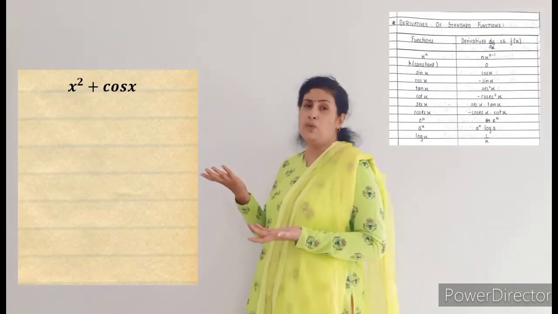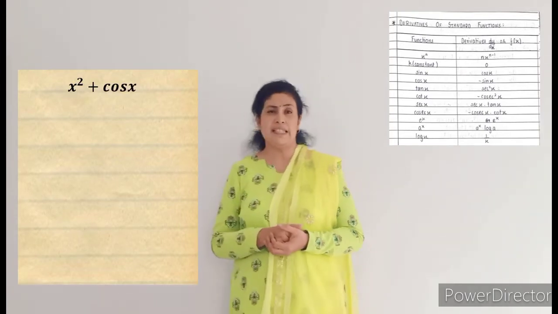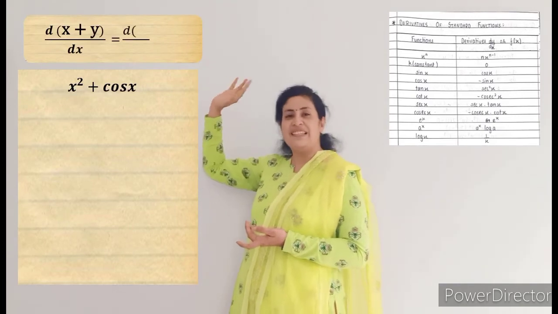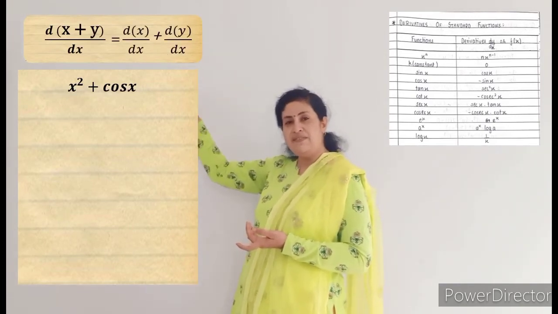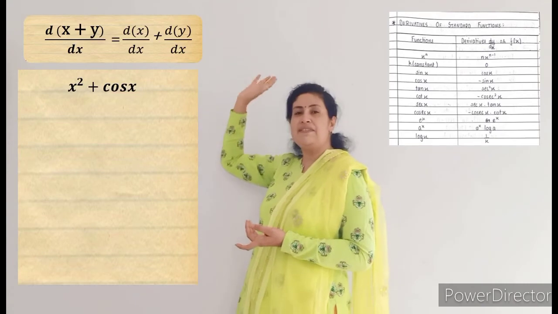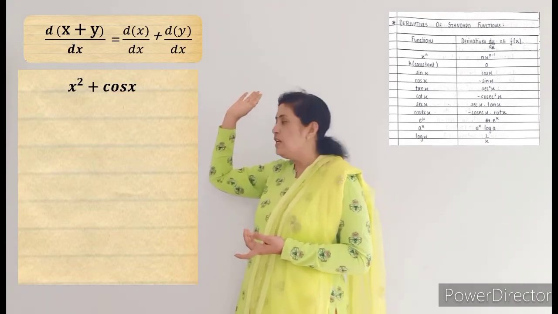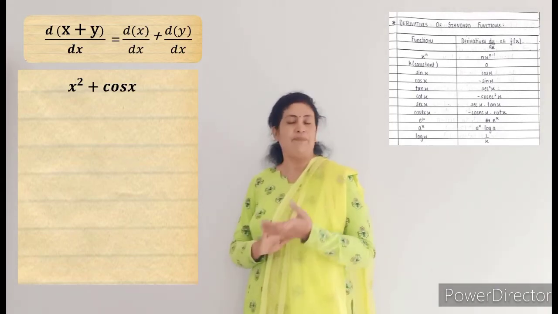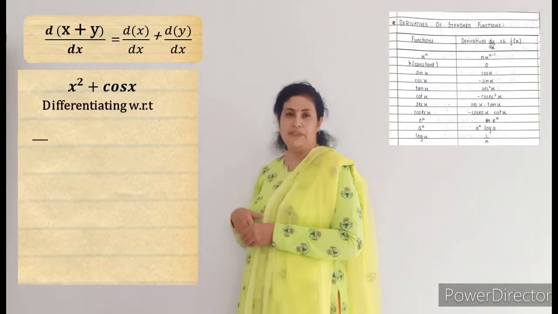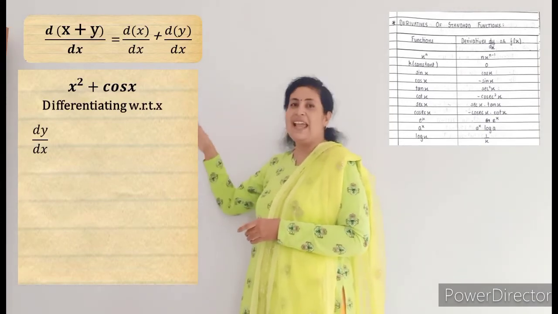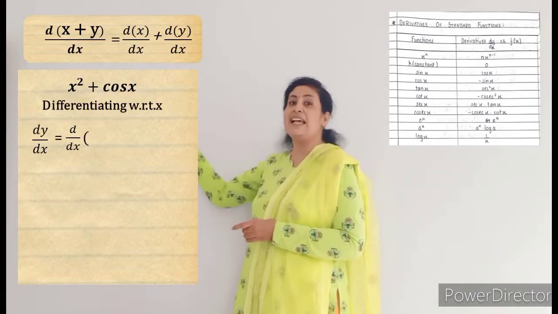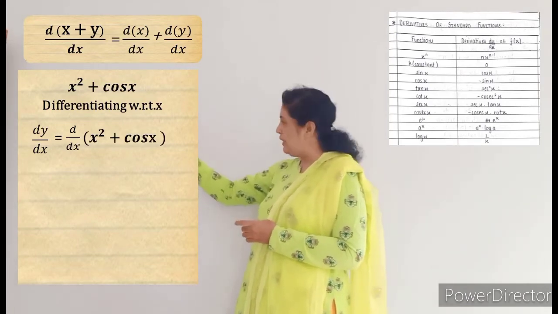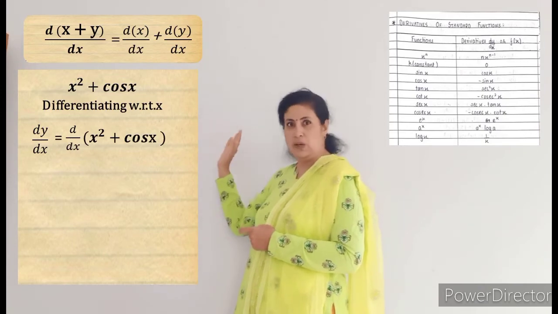In short, the formula says that the derivative of x plus y is the derivative of x plus the derivative of y. The same is applicable in this example. So d by dx of, first we will write it in a simple way, in brackets x square plus cos x.